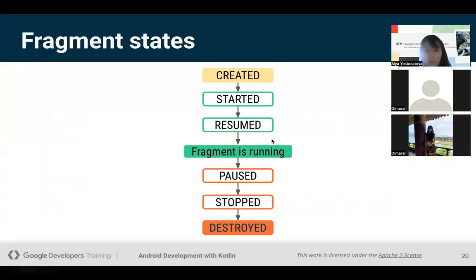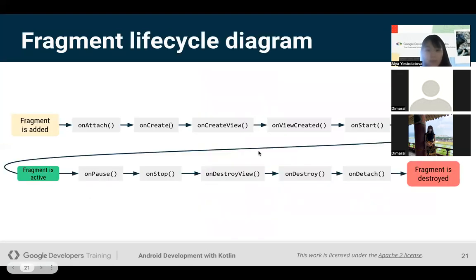And I already explained to you the activity lifecycle, but the fragment lifecycle has also similar states: created, started, resumed, paused, stopped, and destroyed. And this is the diagram, similar to the activity lifecycle, but we have here more states like onAttach, onCreateView, onViewCreated, onDetach, and onDestroyView, right?